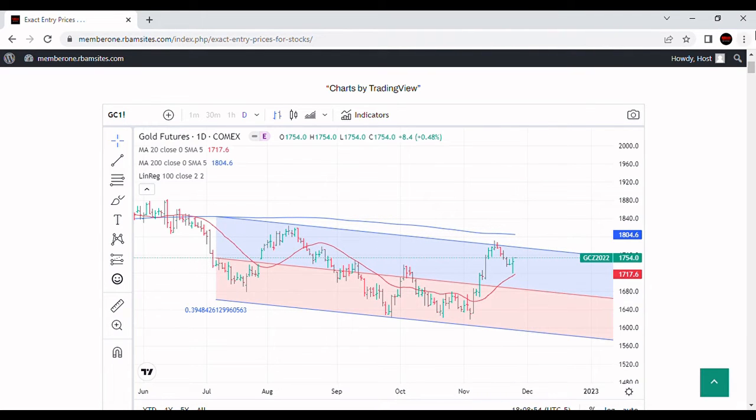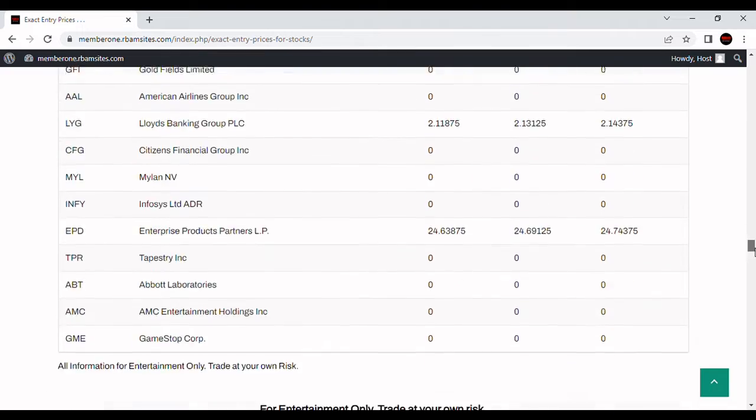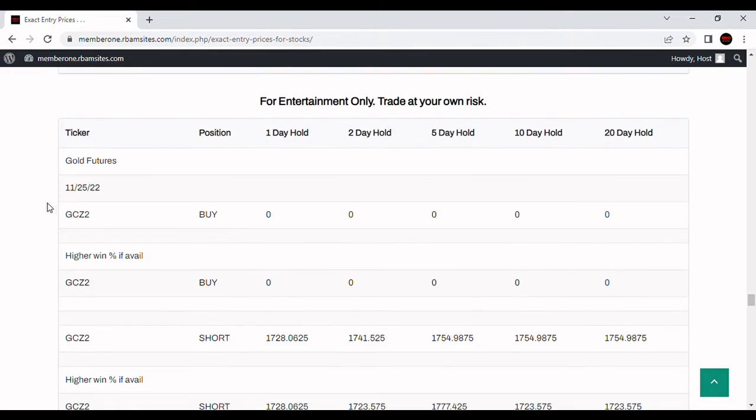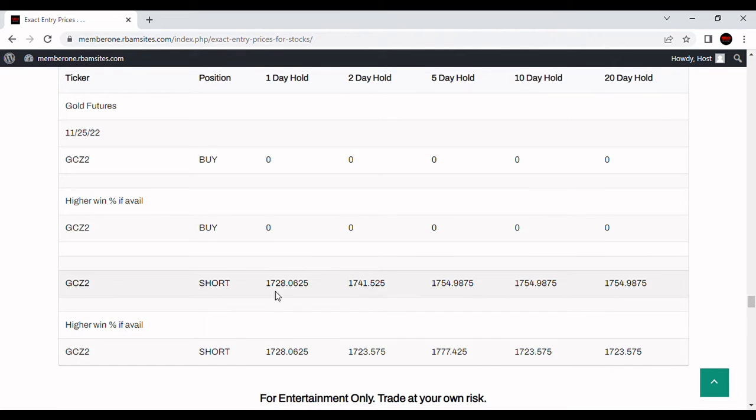If you take a look at our algorithmically generated entry prices from RBAM Research, we get on here and find gold, and we have it here for today. Today we had shorts at 1728, and it never got that low to short it. We had shorts across the board, 1728 all the way to 1754. 1754 did get hit, and 1754 was 5, 10, and 20 days. And you can see these start at 1-day holds all the way over to 20-day holds for gold futures for today.